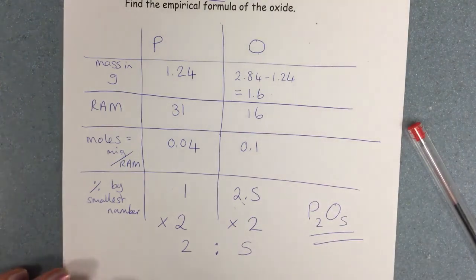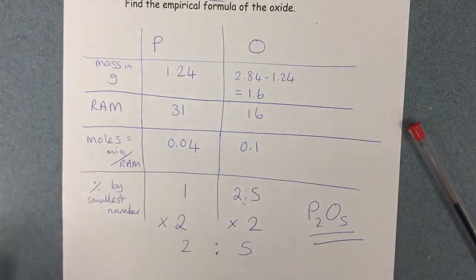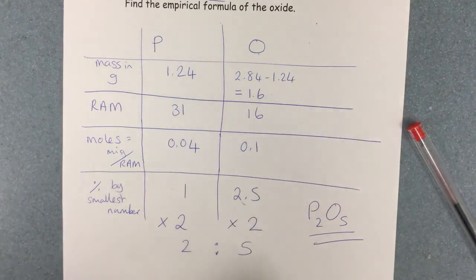That will happen a few times. You may get something with 2 of one and 3 of another, in which case you would get a 1 to 1.5 ratio. So if you get something where it's exactly 0.5, then don't round it up, times everything by 2 so that you get whole numbers.